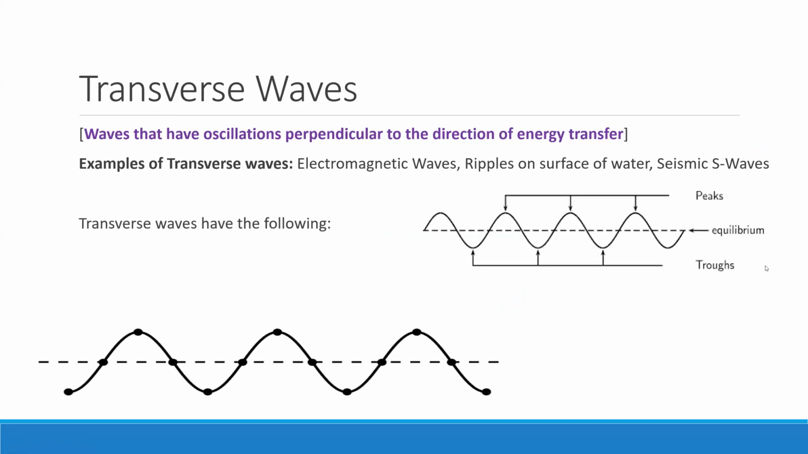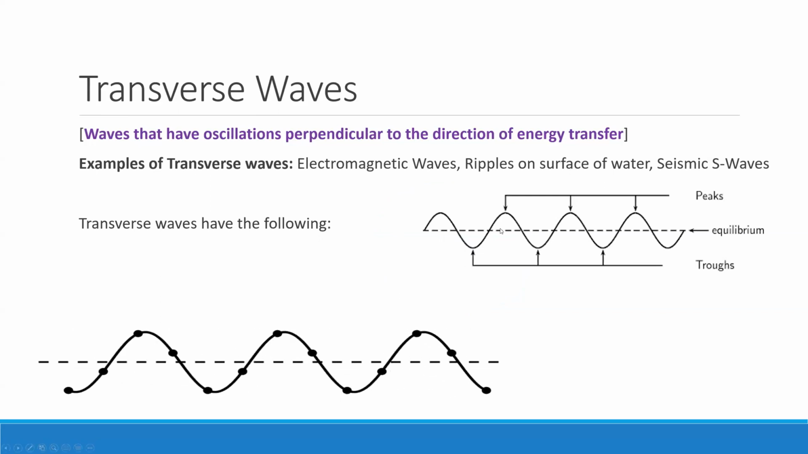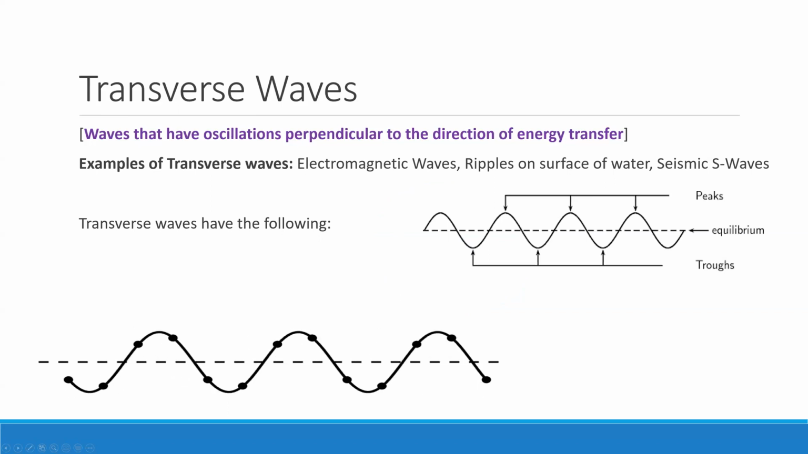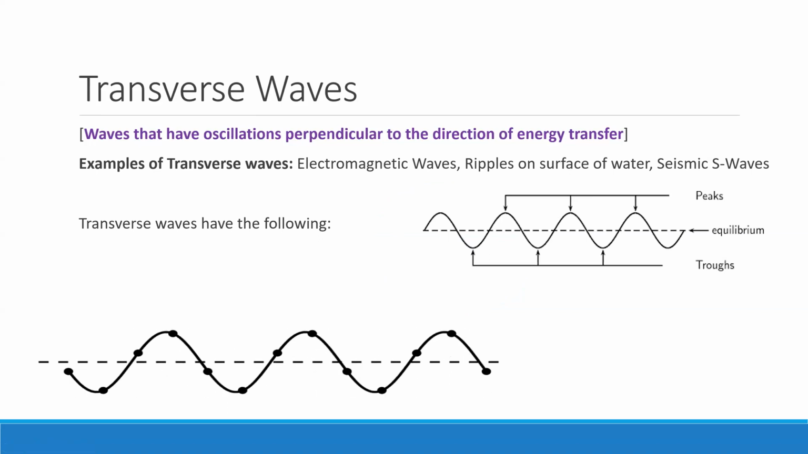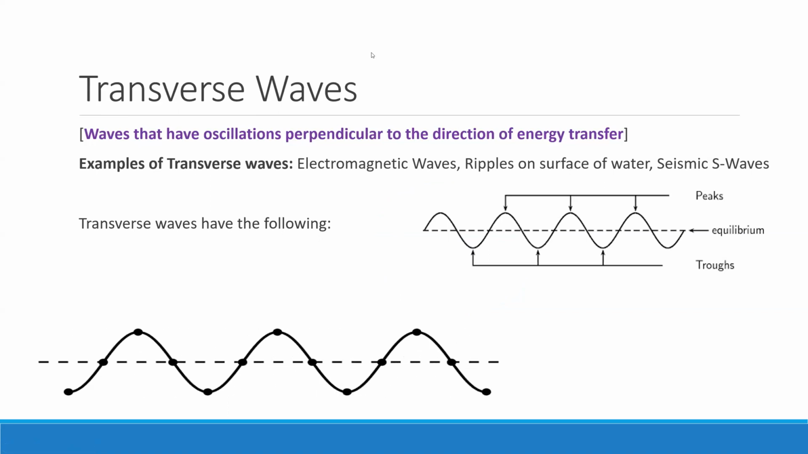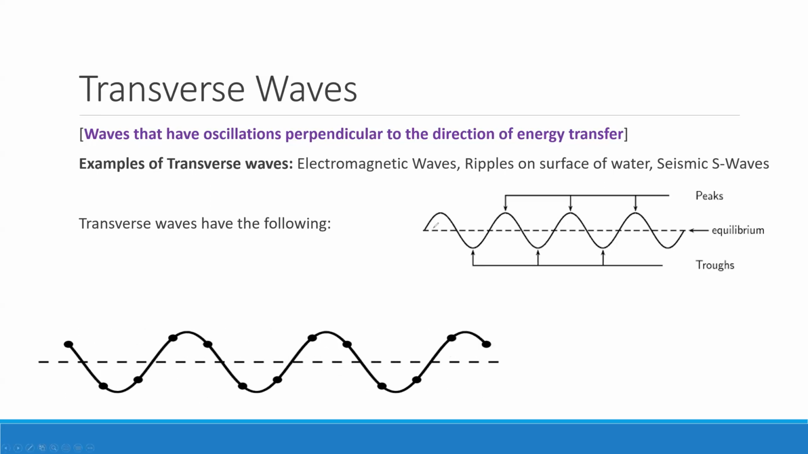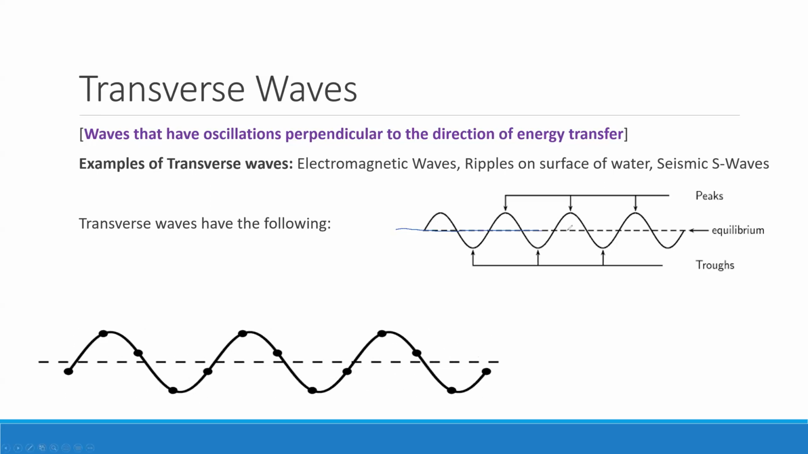The transverse waves have peaks. Peaks are areas of maximum displacement, and they have troughs, areas of minimum displacement. Good. And the equilibrium position is just, if you didn't disturb the wave, it would be in this position. So if this was a water wave and you didn't disturb it, and all of a sudden gravity disappeared, so the waves disappear, the water will end up reaching this level.